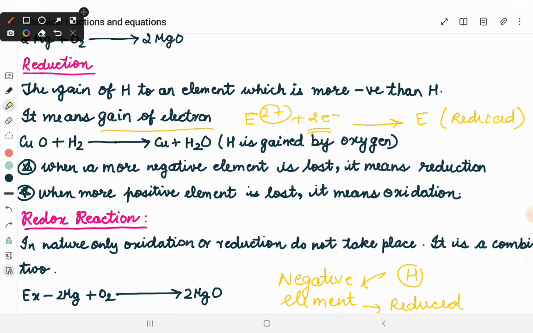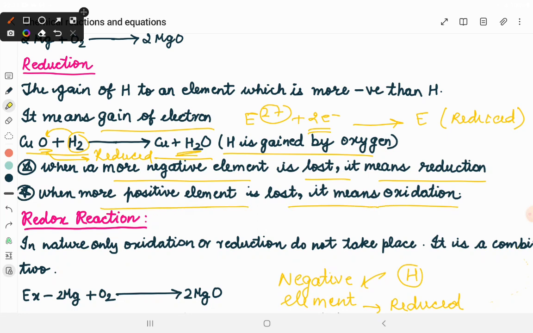Now you see the example CuO plus H2 gives Cu plus H2O. You can see very easily that hydrogen is gained by whom? Hydrogen is gained by this oxygen to form water, meaning oxygen is getting reduced. We can easily say from here only. Who is getting reduced? The one who is getting hydrogen, and oxygen is getting hydrogen, so we can say that oxygen is reduced. When a more negative element is lost, it means reduction, and when a more positive element is lost, it means oxidation. Now these are the same things.